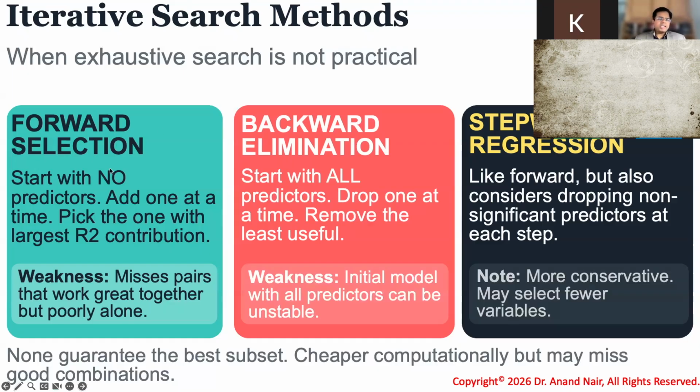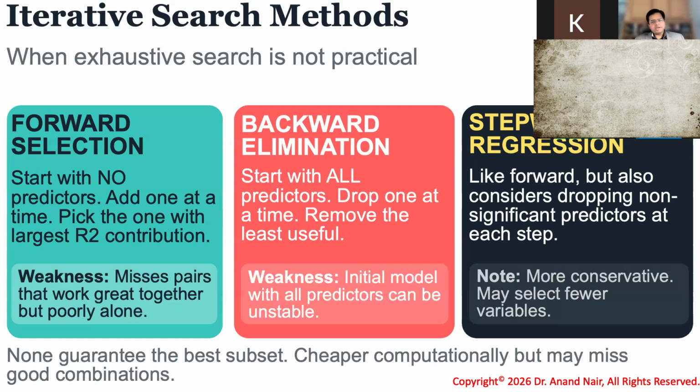Backward elimination is exactly the opposite of forward selection. What we do here is we start with all the predictors and then we drop one at a time. We remove the least useful, which actually does not add anything to the R squared. So we remove that. And the weakness here would be that when we are using that initial model, when all the predictors are put in, the results that we get can be unstable because of the multicollinearity problem that I mentioned earlier. So that's something which can become a problem here in backward elimination, which we need to be aware of.